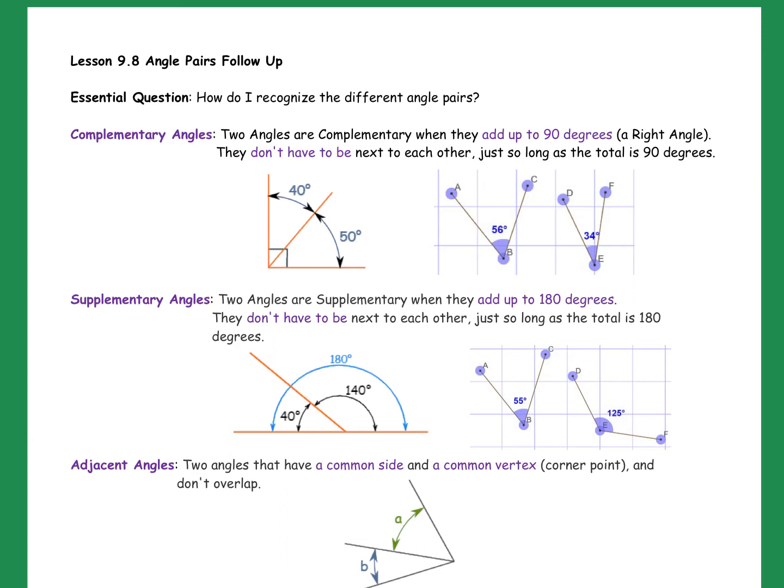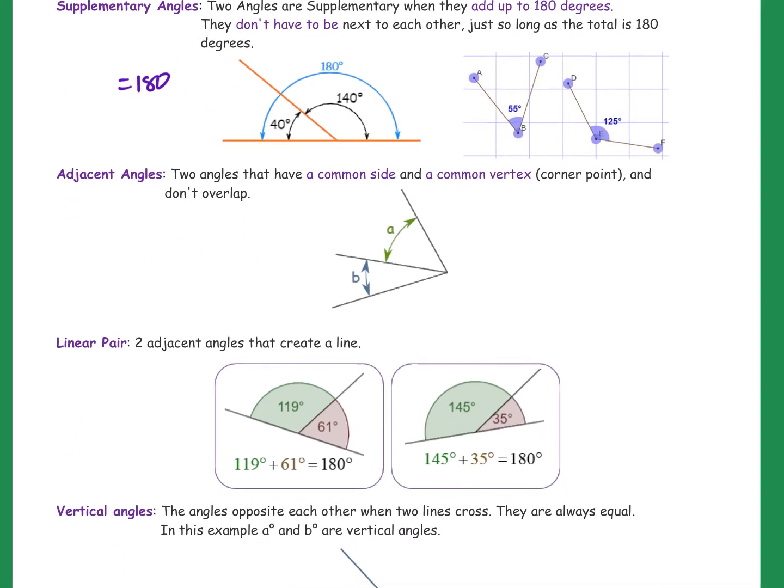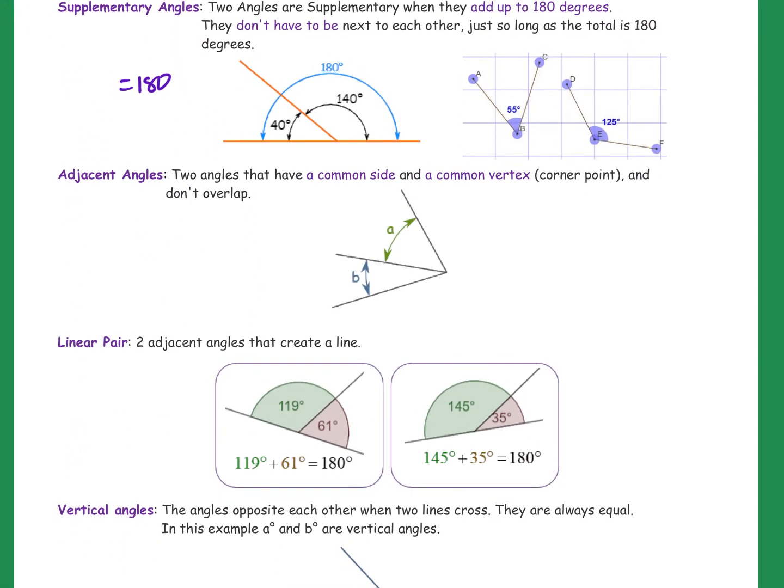So just really quick, I do want to talk about a few of these again. Remember, complementary equals 90. Supplementary equals 180, right? And then sometimes on adjacent, if it's marked like this, that means the two angles are equal. Okay? That means A would equal B.